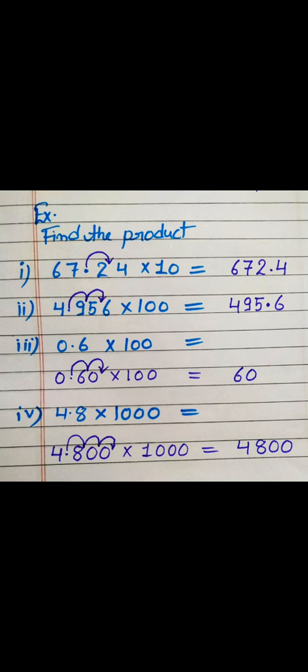Now the same we will do for the fourth one. It is 4.8 into 1000. As in 1000 there are three zeros, so the decimal should shift three places towards right. But in 4.8 we are having only a single decimal place. So what we will do, we will increase two zeros, then we will shift the decimal towards right three places, then you will get 4800.